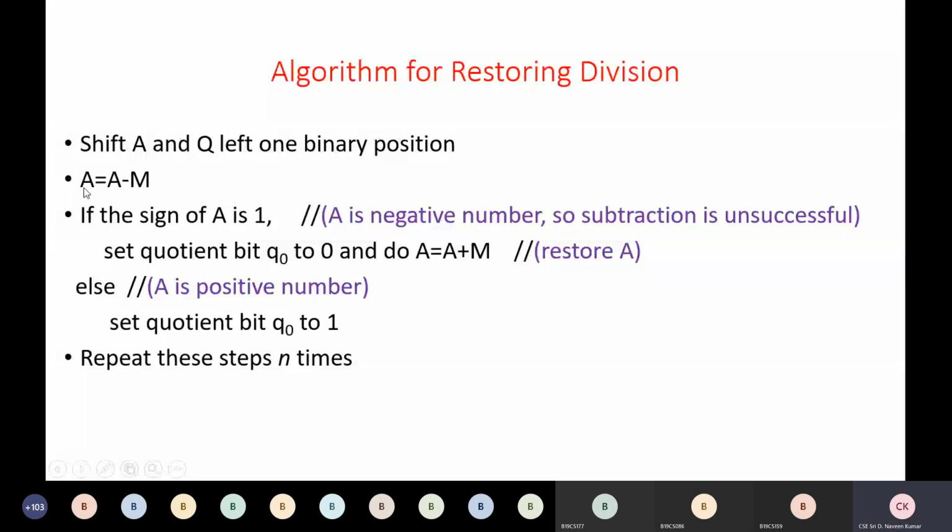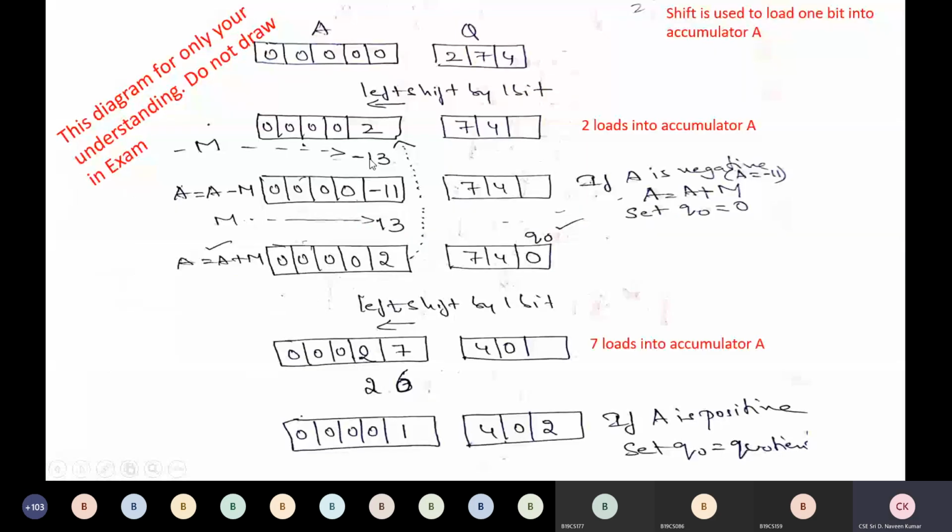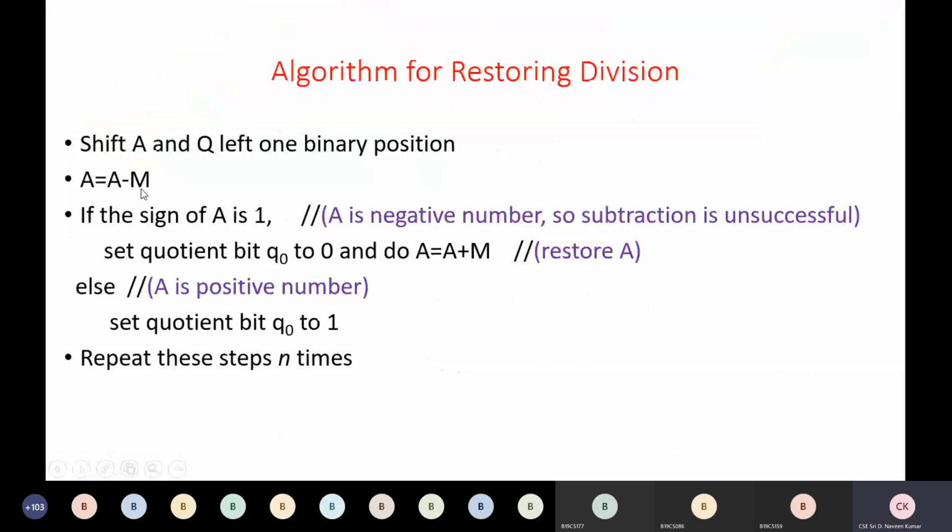Next we are doing A is equal to A minus M. This is the contents of A, and I am doing minus M, which is 13. So 2 minus 13, I get minus 11 and store it in A. So minus 11 means it is a negative number.